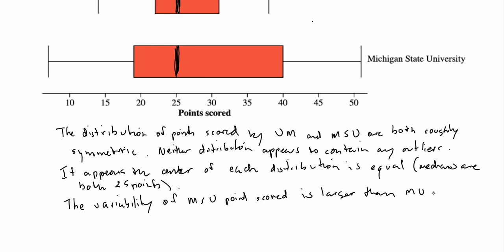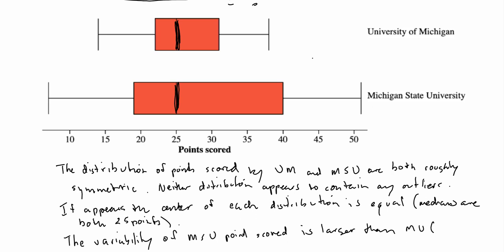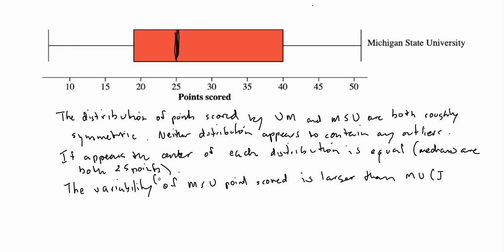MU's, Michigan University's, because, and we need to put because, and say right here, the IQR, variability, if you want to put it like maybe we're saying IQR of MSU points scored is larger than MU, and that's what we have.